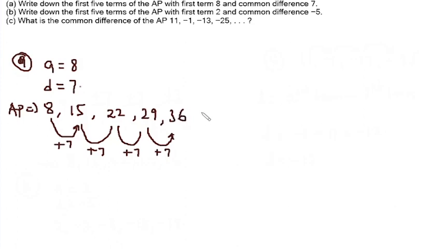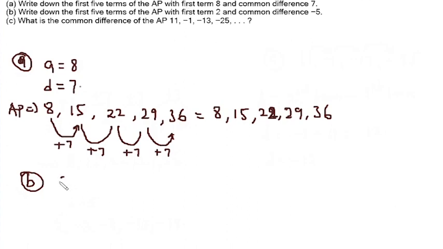So our AP, for the first 5 terms, is simply equal to 8, 15, 22, 29, 36. For the next example, I'd like you to pause the video and try to solve this one yourself.